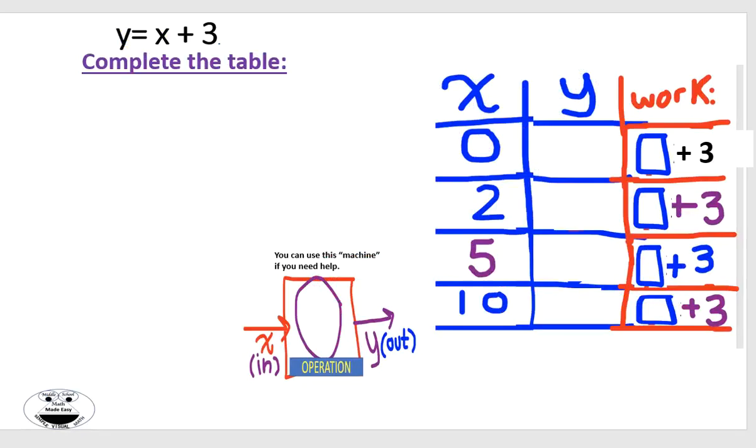Today we are going to focus on how to make an XY table of values from an equation. And as you can see here, I've included a lot of visuals.